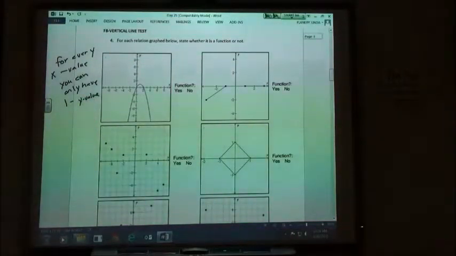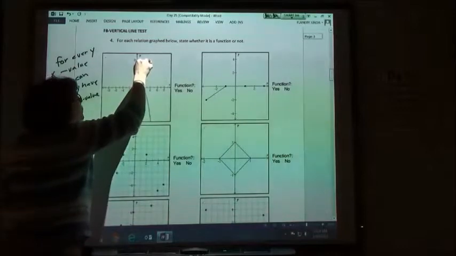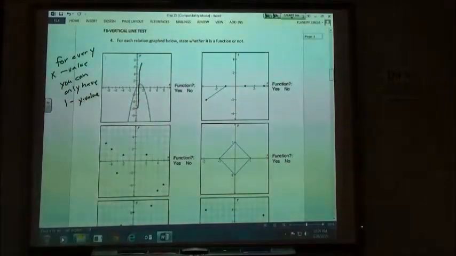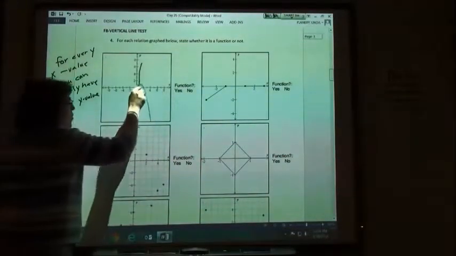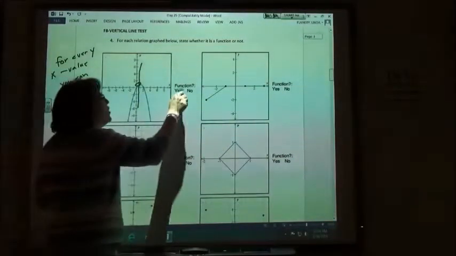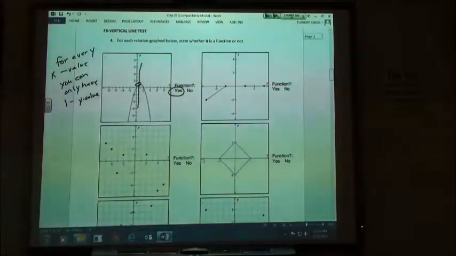So what they tell you to do is to draw a vertical line, because a vertical line represents your x value. If I drew a line right here, if I could draw straight and hit the 1, I would be at x equals 1. It only touches my graph one time. So that is going to be a function, because for my line that I drew there, I only have one time that I hit my graph.